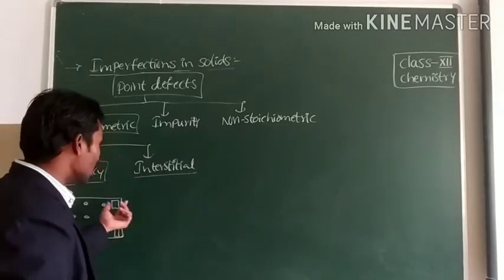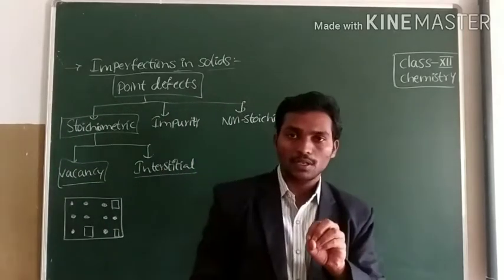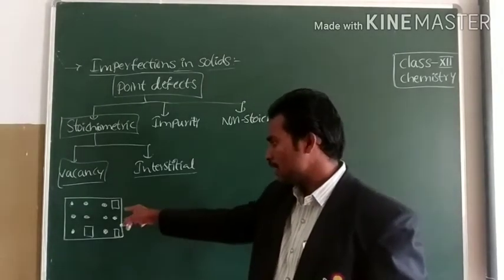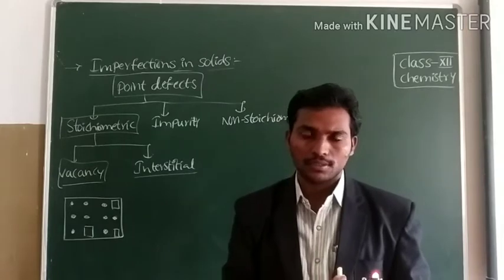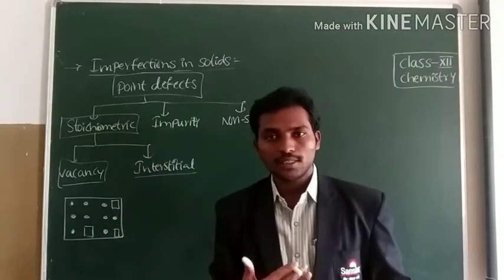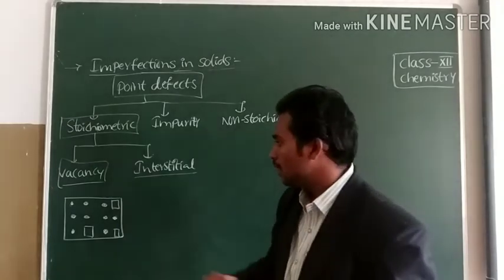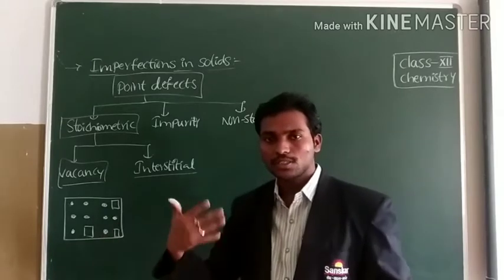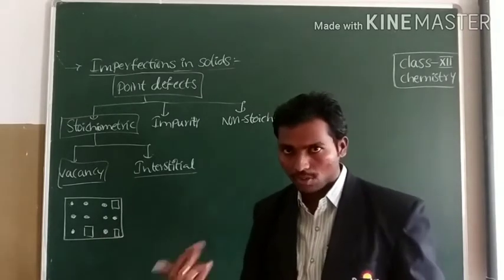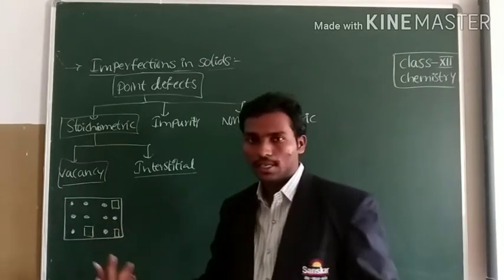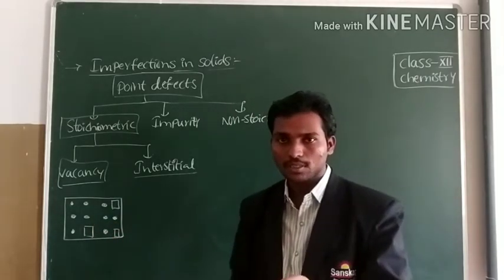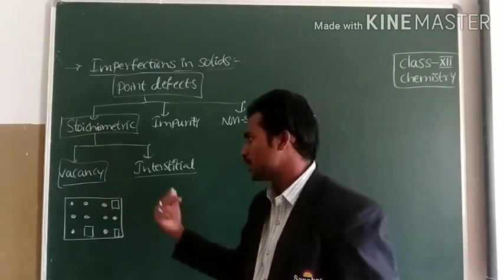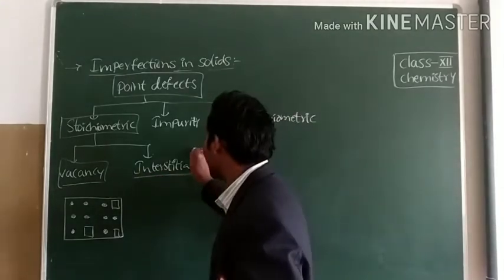This is because the density of the solids depends on the number of lattice points or lattice sites present in the crystal lattice. When the crystal lattice contains fewer lattice points, it obviously decreases the density of the solid. That's why the vacancy defect decreases the density of the solid, and this defect arises on heating the solids. On heating the solids, the vacancy defect arises. That means some of the lattice points are removed from the crystal lattice. It's called vacancy defect.